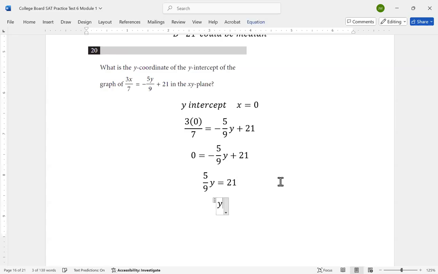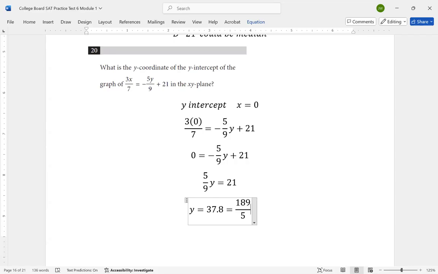When you do that, you end up with y equals 37.8. And again, if you wanted to write that as a fraction, what you'd have to do is write that as 189 over 5. That's less than 5 characters. So both of those options are valid.